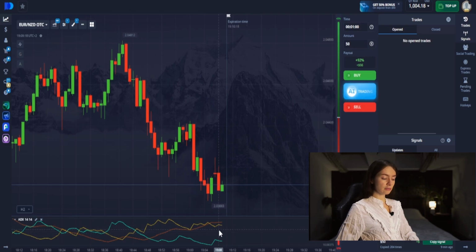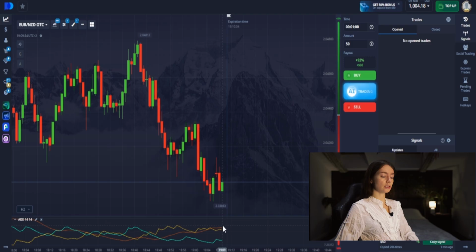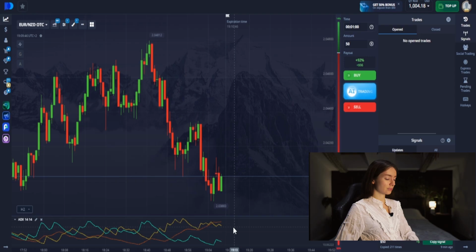ADX below 20 means weak markets, sideways movement. Better to skip trades. 20-25, the market is gaining strength. Above 25-30 is a strong trend, the best trading conditions. Here, as you can see, the indicators show very good conditions for trading. The main goal of ADX is to avoid trading in a weak market. Here it shows a strong market, both lines are above 25 and rising.